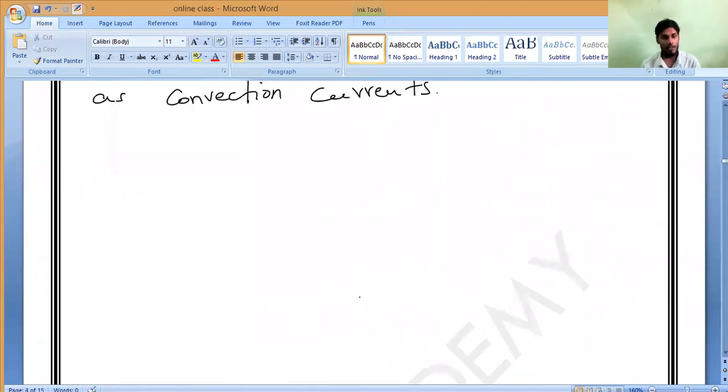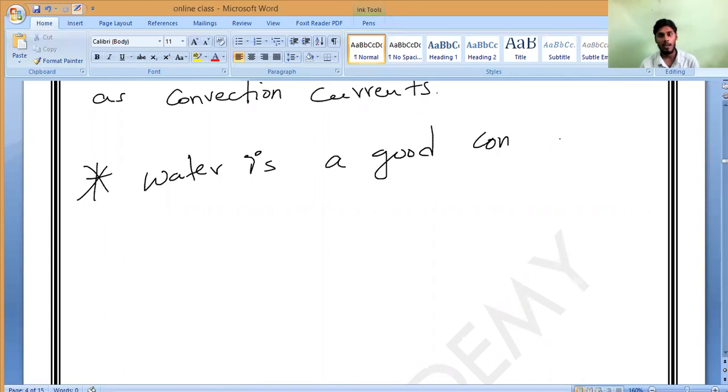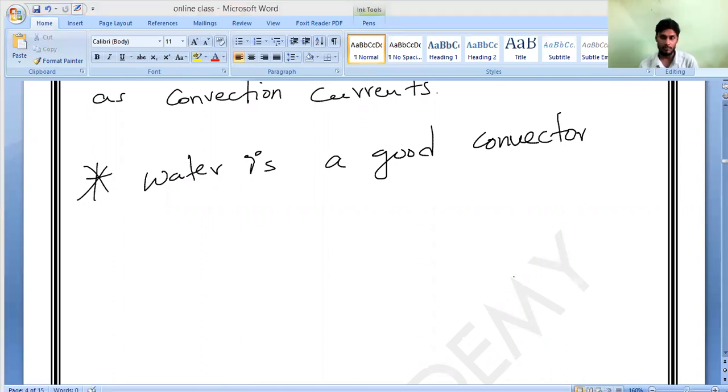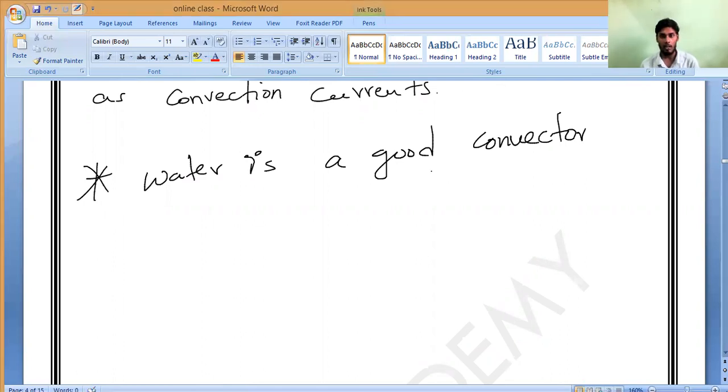Understand? Water is a good convector, not a conductor. It is what? Convector. Convector of heat. Is it okay? Clear? Any doubt?